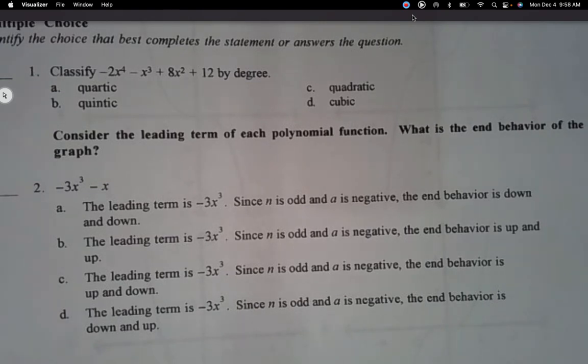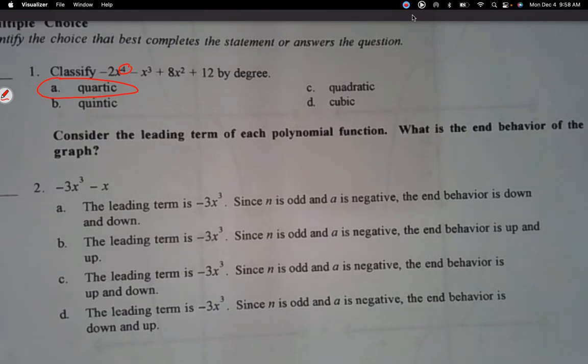So on number 1, it says classify by degree. So it's not asking how many terms there are, it's just what is that little exponent, and it is a 4. Does everybody see that? And 4 means quartic, like 4 quarters. Quartic. So your answer would be A. Okay? So it's just the first, so it's the highest exponent. So 4 would be quartic.